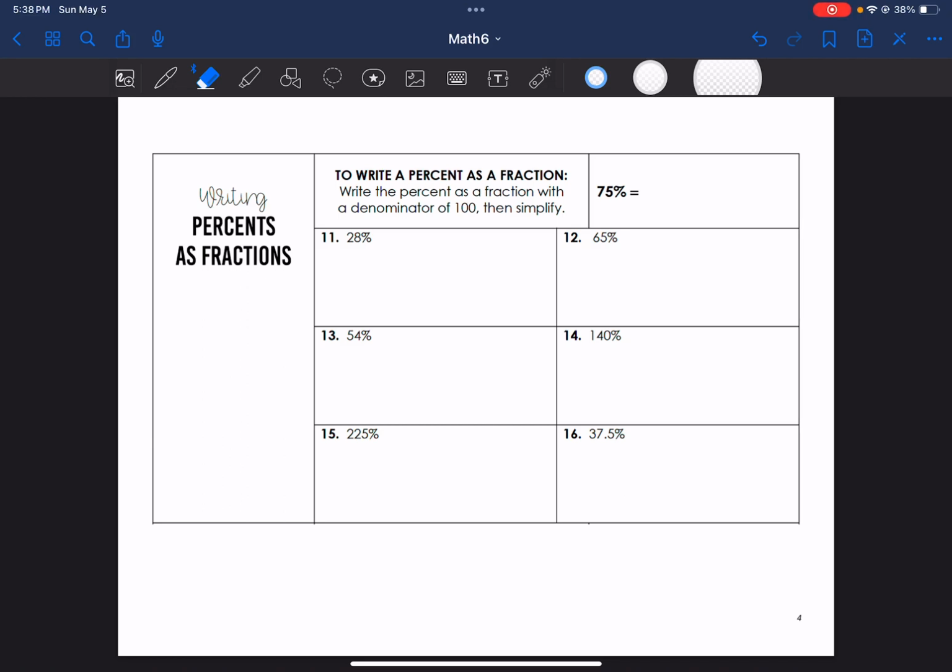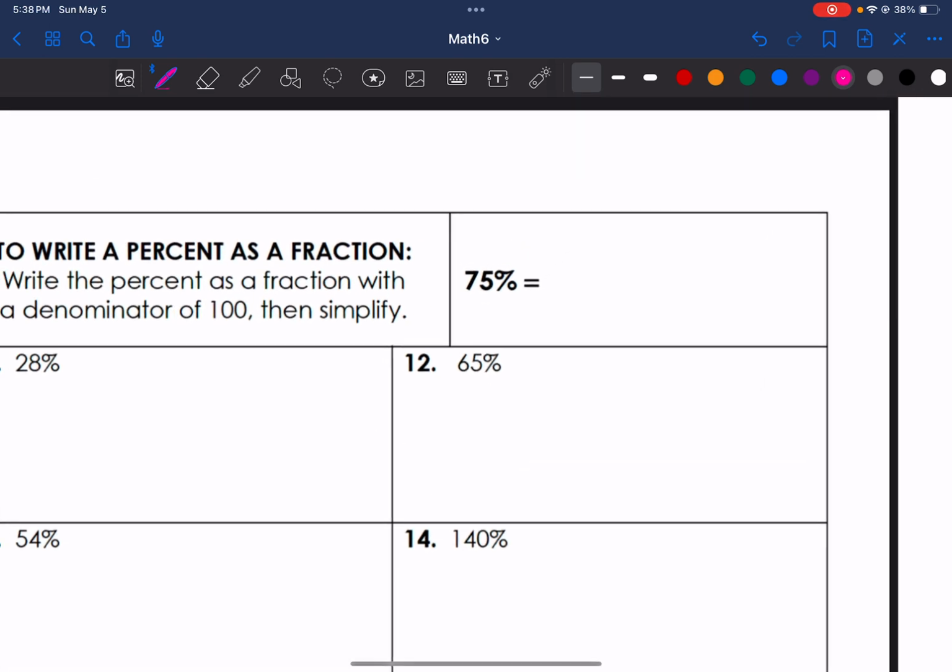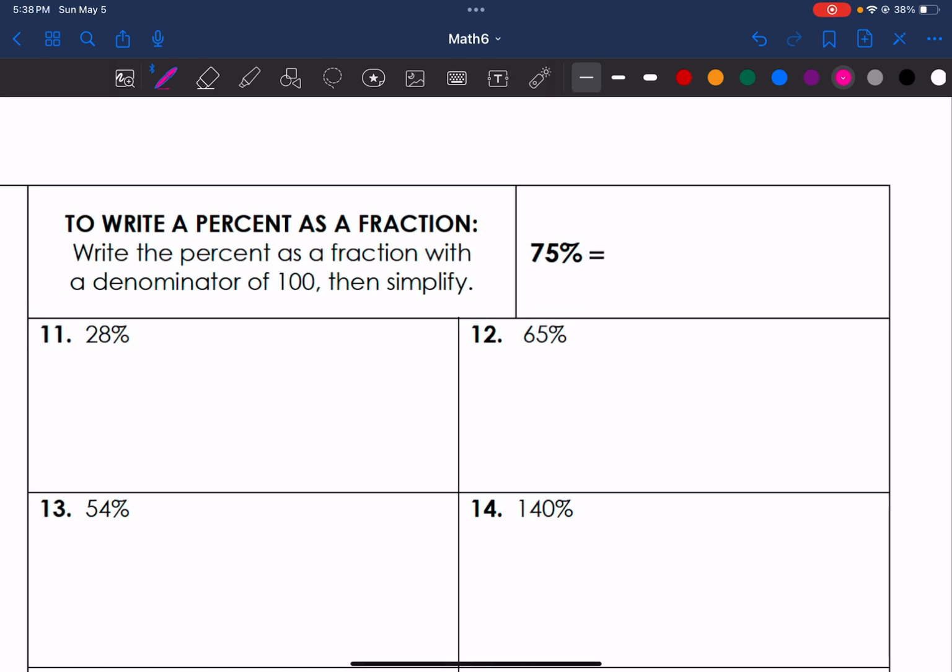Our second lesson today is going to focus on changing from percent into a fraction, right? Before, we worked with fractions to percent and decimal to percent. So today we're changing any percent we get into a fraction or decimal. In order to do that, we want to put the percent over 100, and then take away the percent sign.